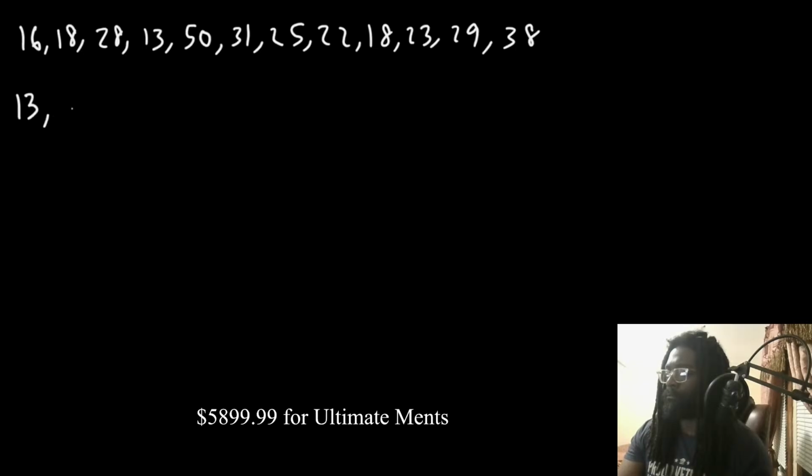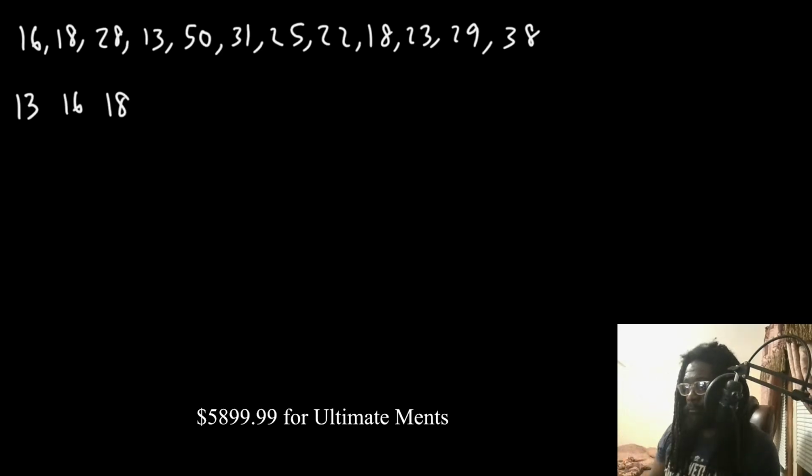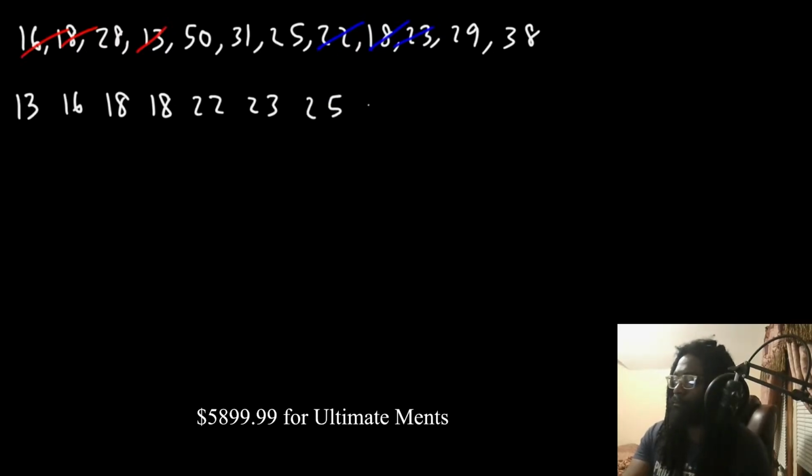Now the first step, as always, is to write the numbers in increasing order. So we have 13, 16, 18, and then there's another 18, and then 22, 23. Next is 25, and then 28, 29. And then the last three are 31, 38, and 50.